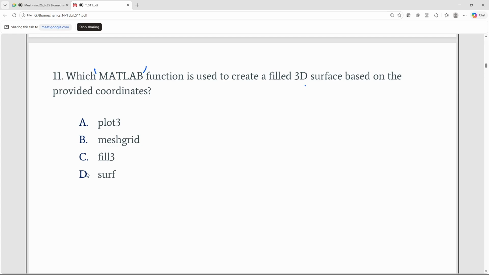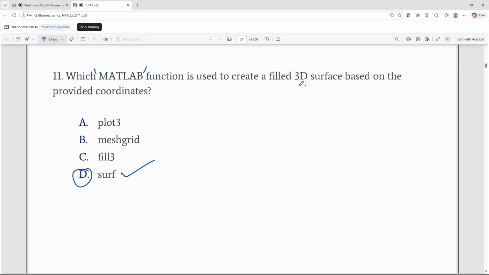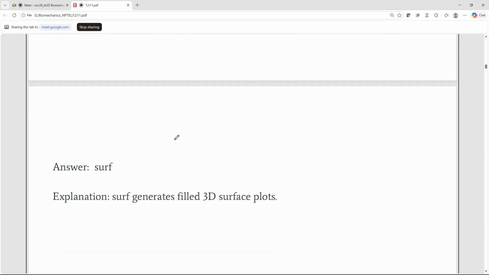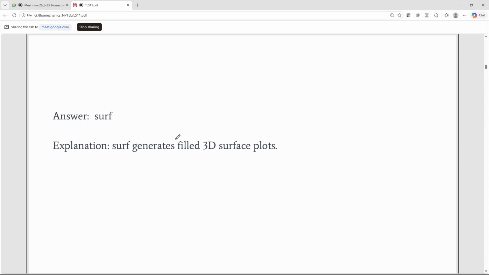Correct answer is option D, surf. Surf is the function used to create a 3D surface based on provided coordinates. Correct answer is surf. Surf is short for surface plot.